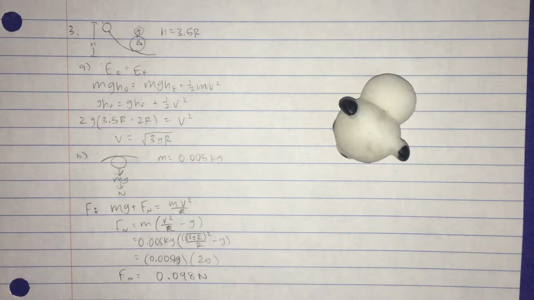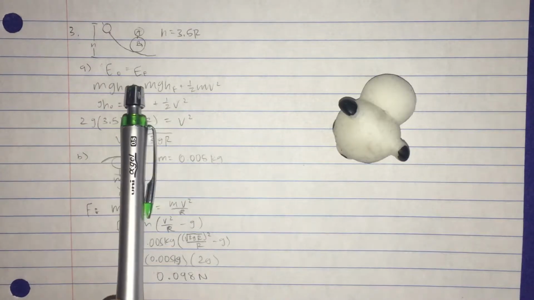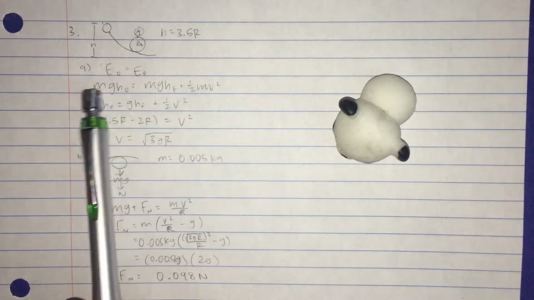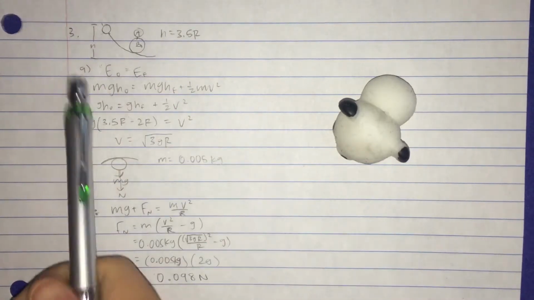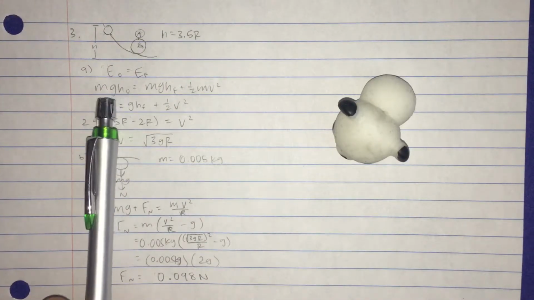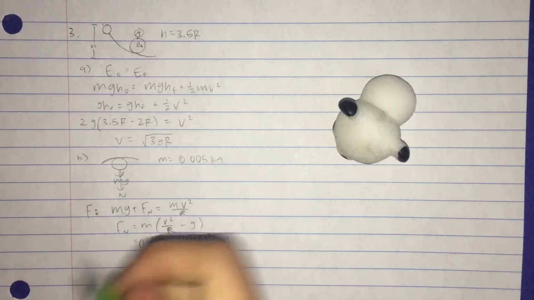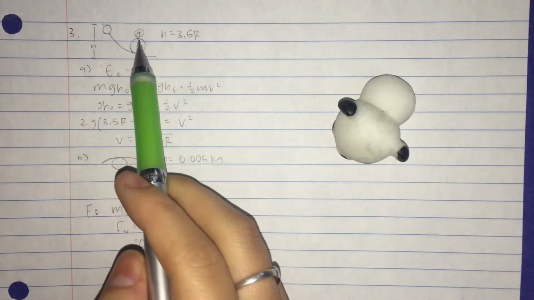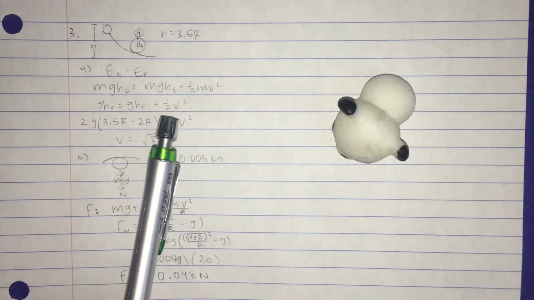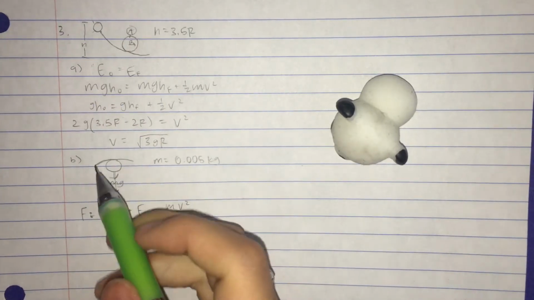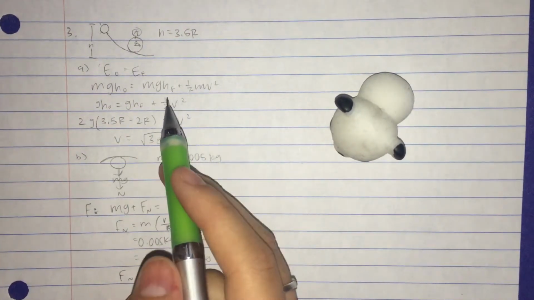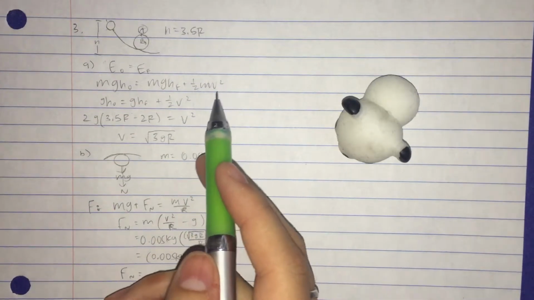So since there's no friction acting on this system, we know that there is a conservation of energy, so the initial energy is equal to the final energy. For the initial, we have when the bead is up here, and there it has gravitational potential energy, which is mgh naught, and then the final is at point A, and at that point it has gravitational potential energy and kinetic energy. So we have mgh final plus half mv squared.